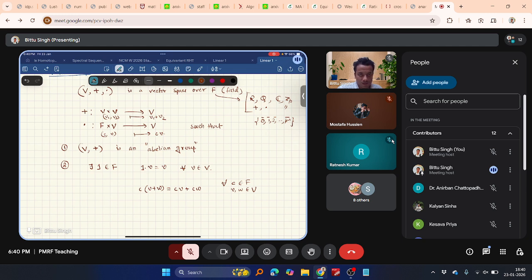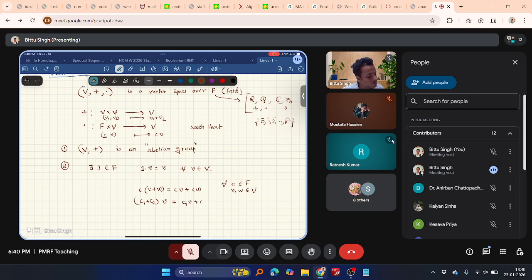Similarly, there will be another symmetrical distributive property. If we vary c1, c2 and perform the scalar multiplication, this is the same as c1v plus c2v. And there is an associativity kind of property: c1 times c2. If we first multiply and then do scalar multiplication with v, this is the same as first multiplying with v and then multiplying with c1.